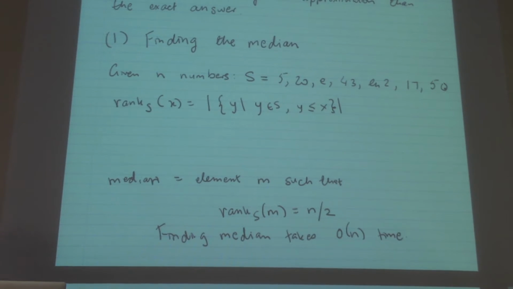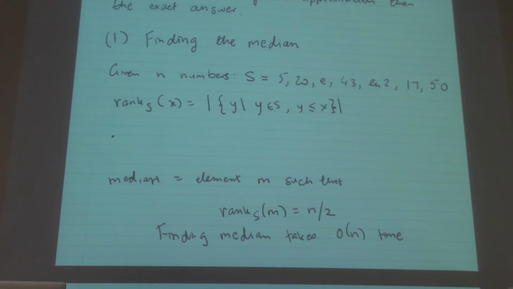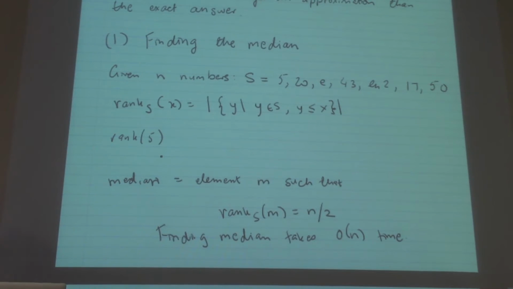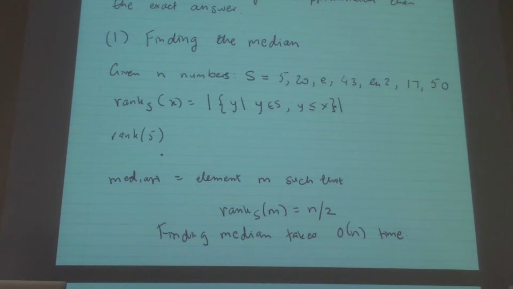Once we have a set of numbers, we can talk about the rank of a number, its position in the sorted order, if we had a sorted order. So for example, what is the rank of 5? How many numbers are less than or equal to 5? Whoever said ln2 now has to actually calculate the value. How many numbers in this list are less than or equal to 5? 5, E, and ln2, because ln2 is less than 1. So the rank of 5 is equal to 3.